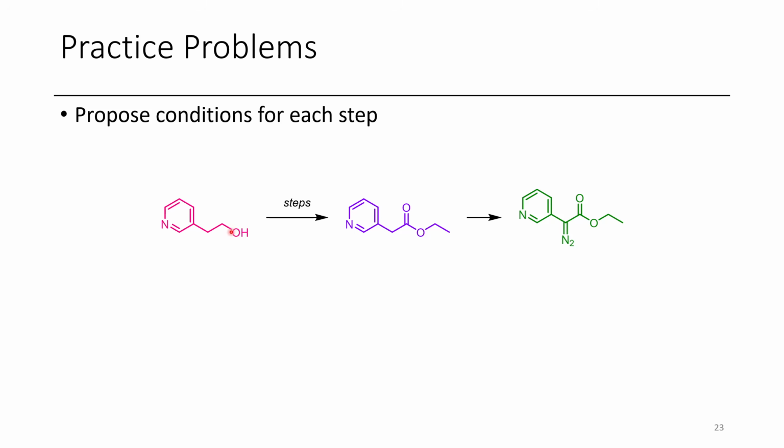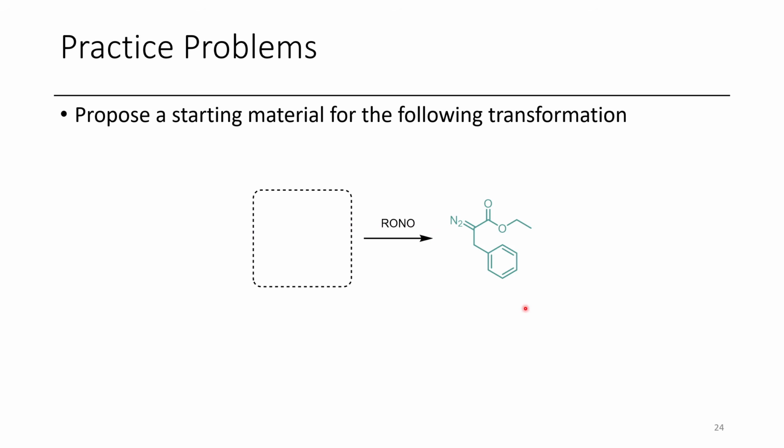Now in this next question, I want you to show how you'd convert this alcohol first to this ethyl ester, and finally how you'd synthesize a diazo compound from that. So this should test the diazo synthesis that we discussed today quite well. And in this final problem, I'd like you to show how some starting material could be treated with an organic nitrite to give us this diazo compound shown here. This should be relatively straightforward.